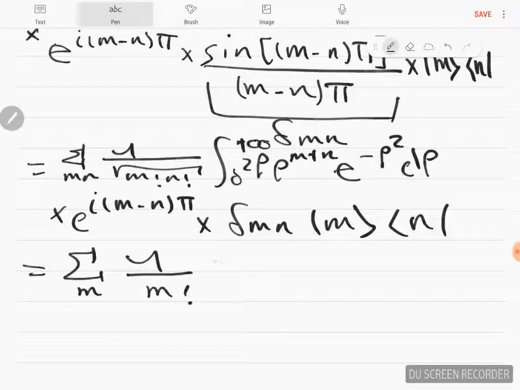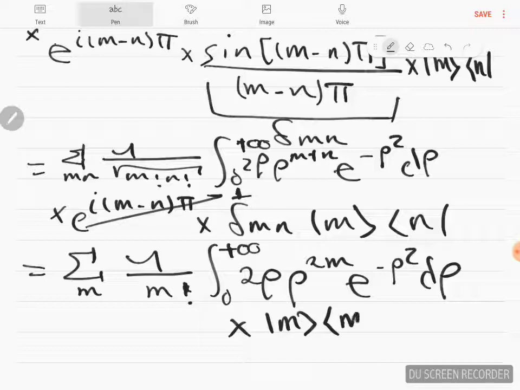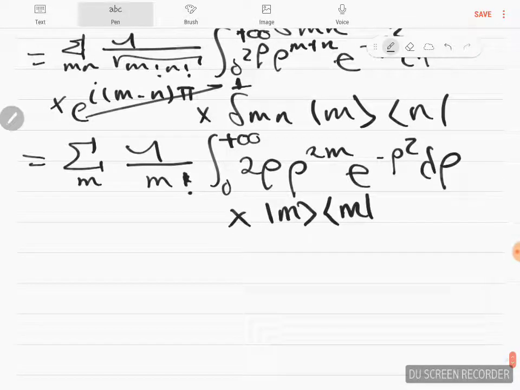This is 1 over m factorial, integral from 0 to plus infinity of 2 rho. Look at this, rho to the power of m plus n, when they are the same, this is just rho to the power of 2m, e to the minus rho squared, d rho. When m and n are the same, this is 1. And then times ket m bra m. Well, it looks like we're almost done. And it looks like this is equal to 1, doesn't it?